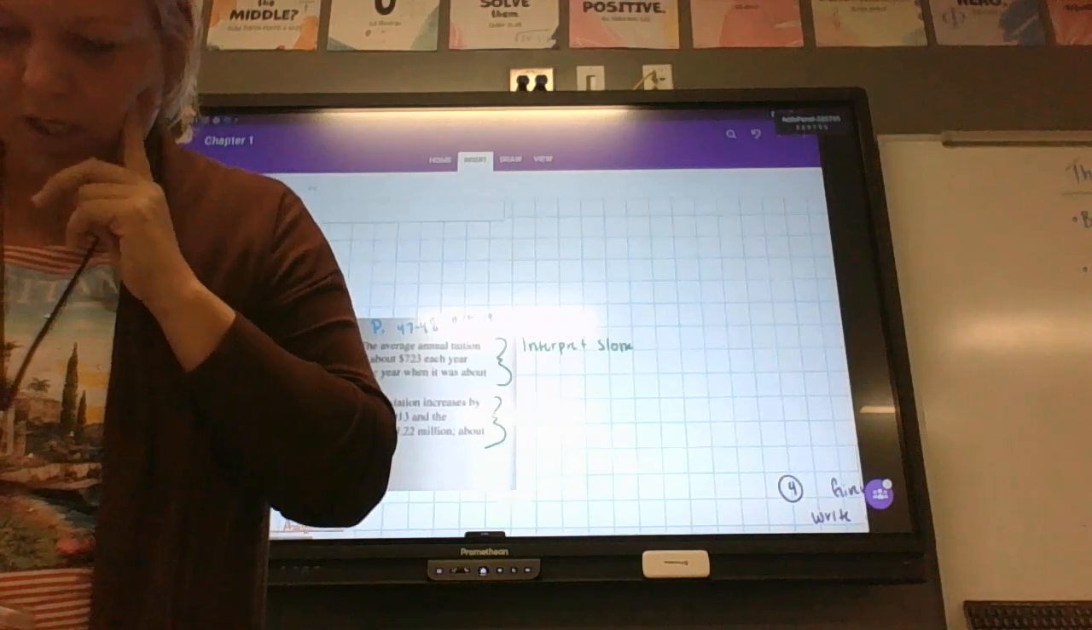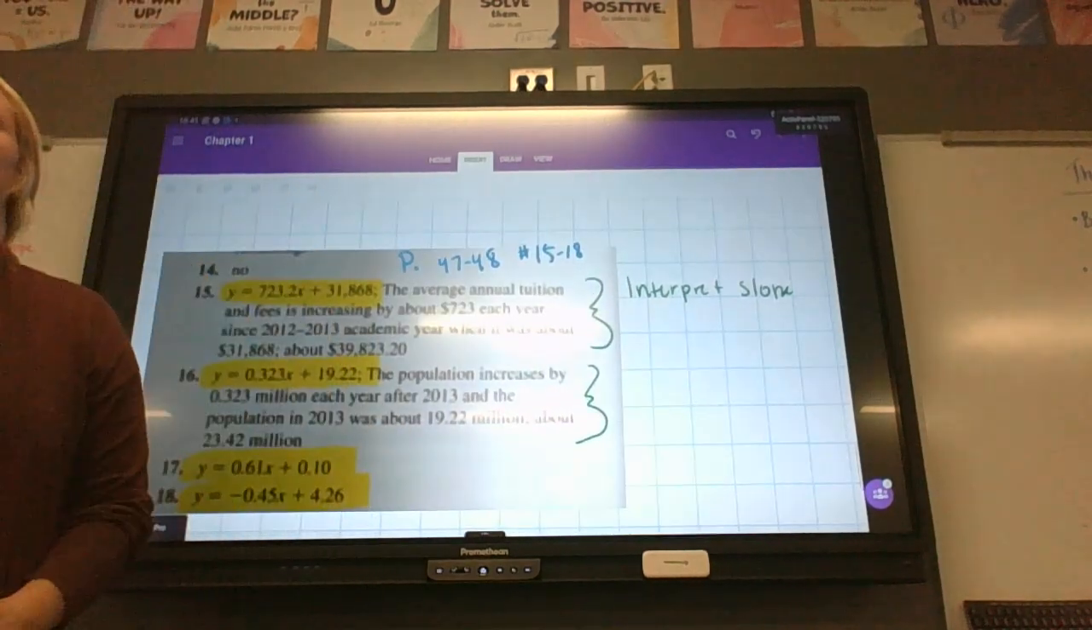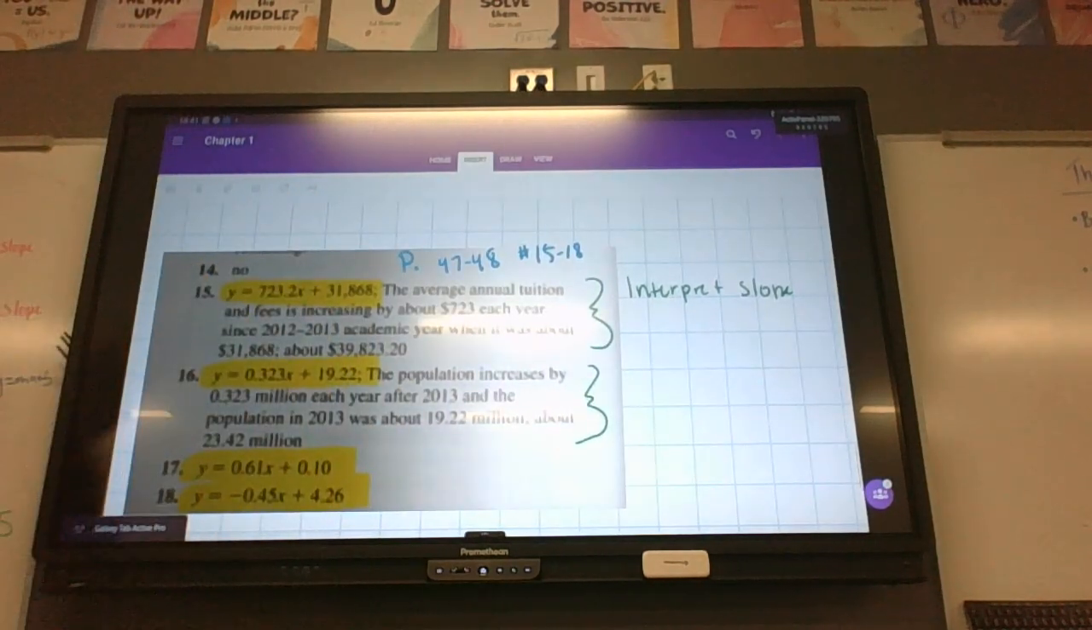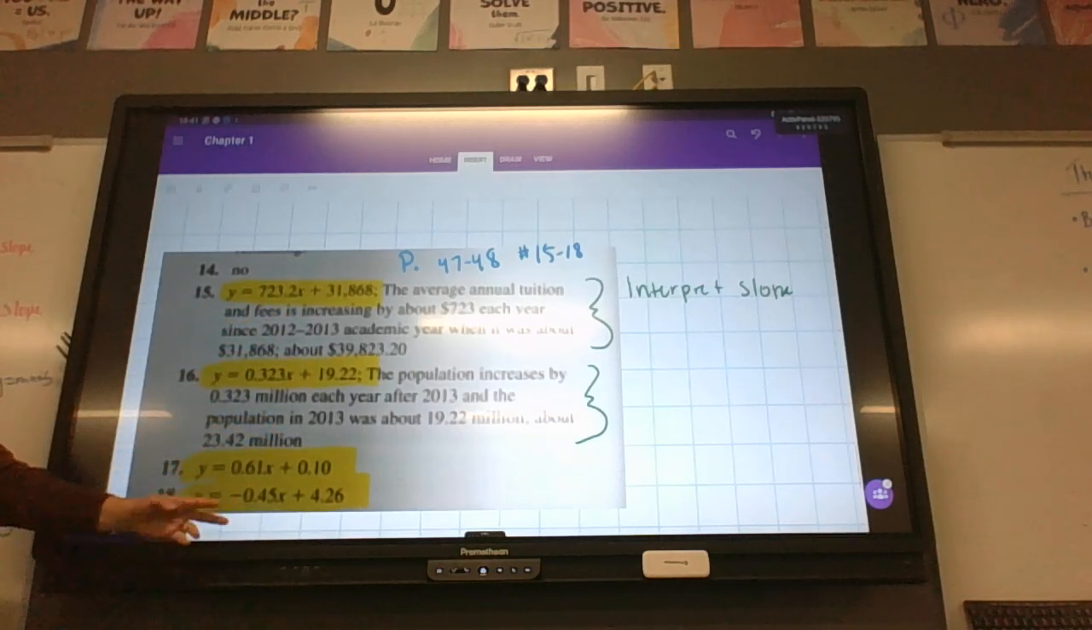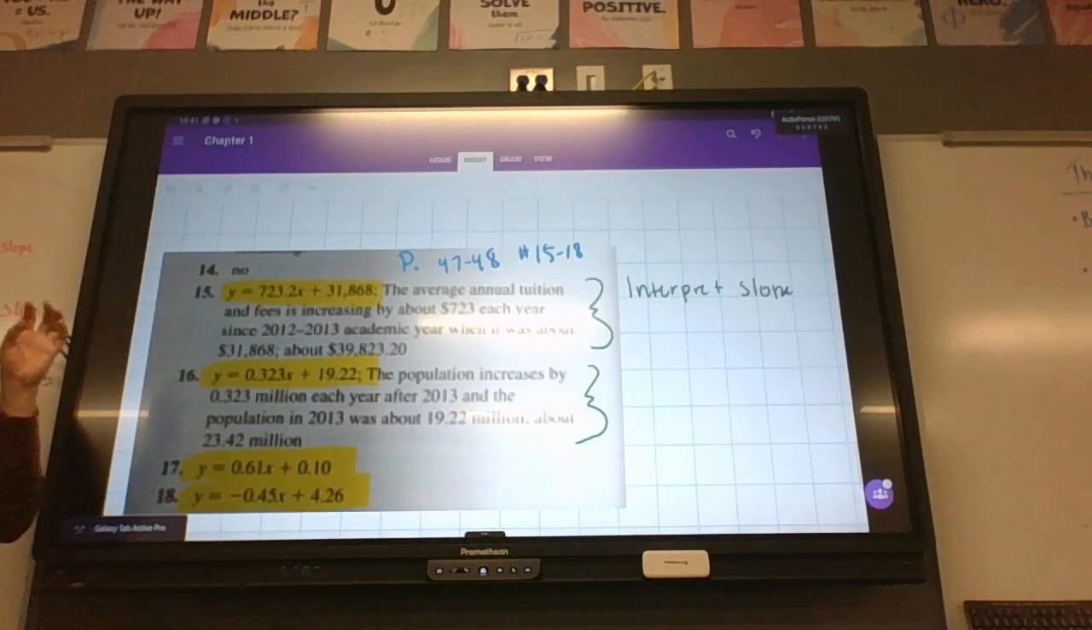And this was all using technology. When I walk around to give you credit for this, I want to see sentences for 15 and 16. These last two don't have sentences because there was no heading. But the context of 15 was about tuition, and the context of 16 was about the population.